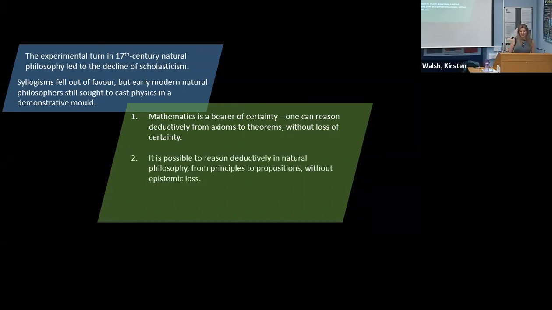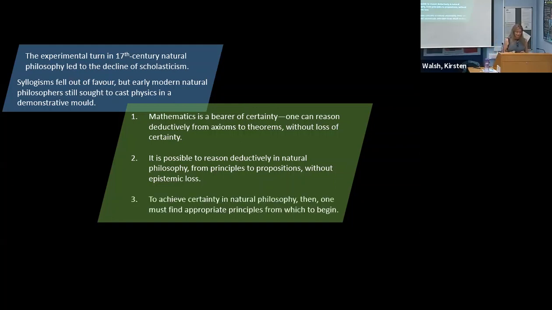They also believed that it was possible to reason deductively in natural philosophy. So you should be able to move from principles to propositions without epistemic loss. So the thing that you needed to do was to achieve certainty in natural philosophy by finding appropriate principles from which to begin. You needed to start from certainly true principles and be able to reason from them to propositions. This was the challenge.